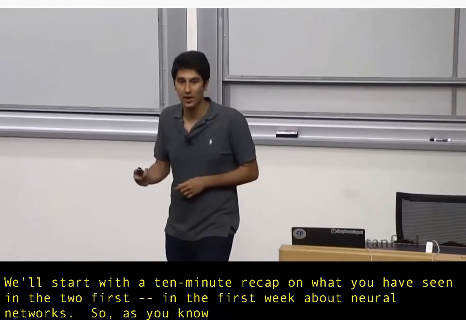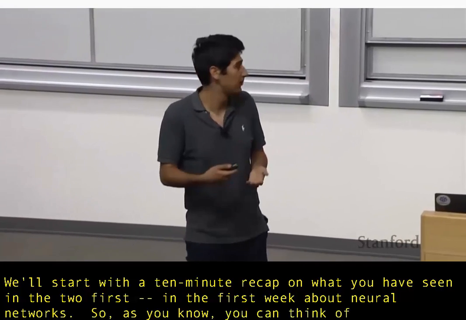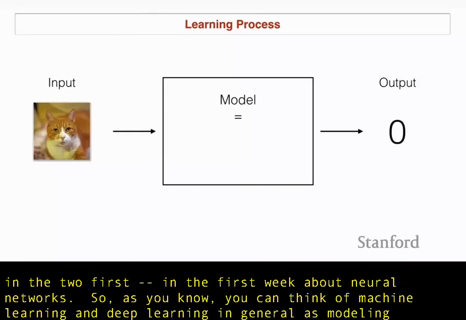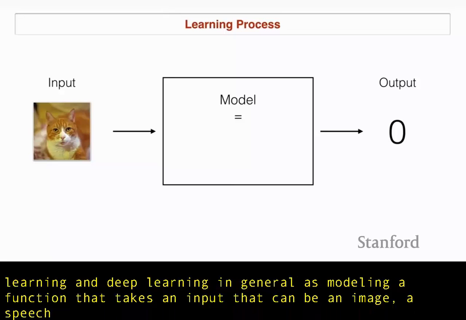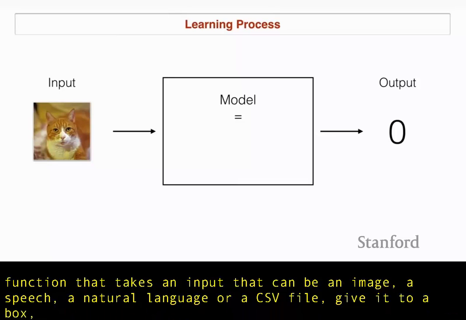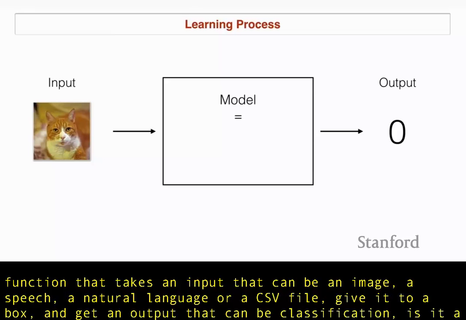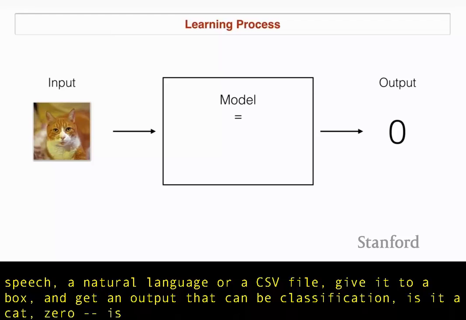So as you know, you can think of machine learning, deep learning in general, as modeling a function that takes an input that can be an image, a speech, a natural language, or a CSV file, gives it to a box, and gets an output that can be classification. Is it a cat? 0. Is there a cat on this image? Output 1. Or is there no cat on this image? Output 0.